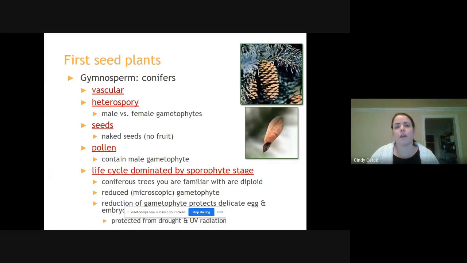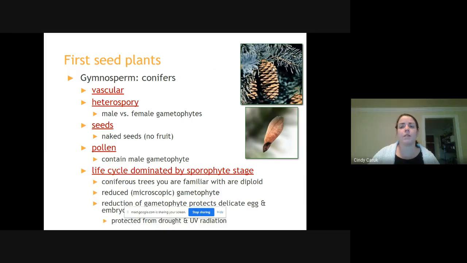Pickled. Our next big evolution are two things. First thing is we get a seed. So that's going to help with the dispersion of the offspring. We, of course, still have vascular tissue. We're going to see heterospory. So we're going to have male and female gametophytes.